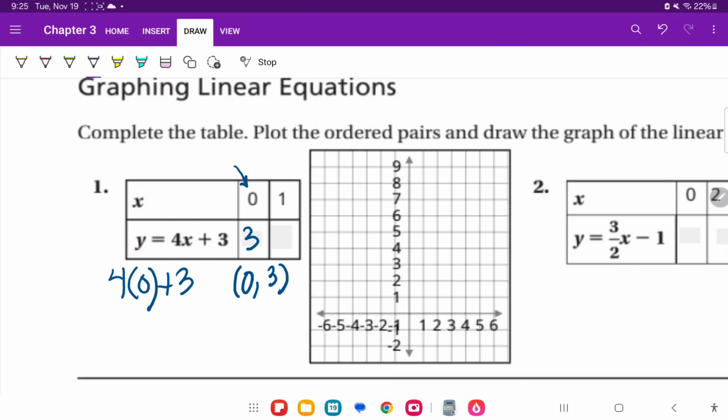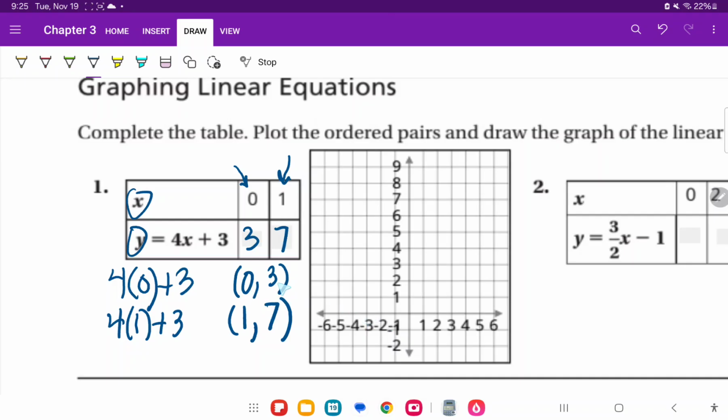All right? So then on the next one, our next x is 1. So we're going to plug that in: 4 times 1 plus 3. So 4 times 1 is 4, plus 3 is 7. So the point that corresponds to that, the x is 1 and the y is 7, because here the x is here and the y is here. So it's (1, 7). So let's plot that.